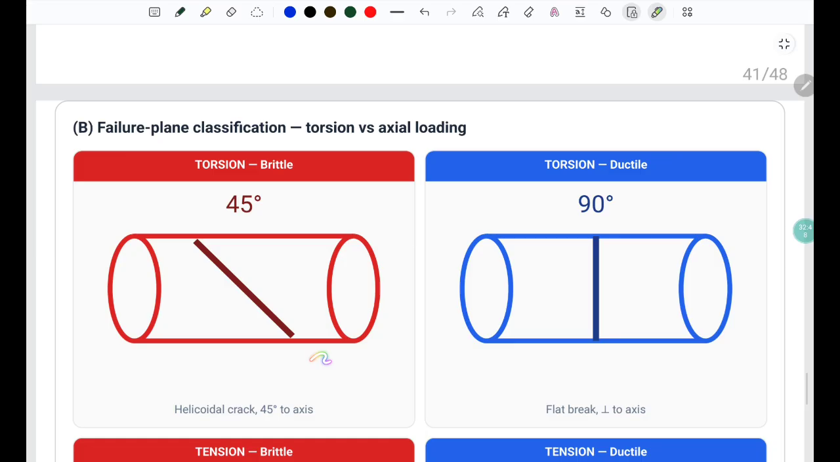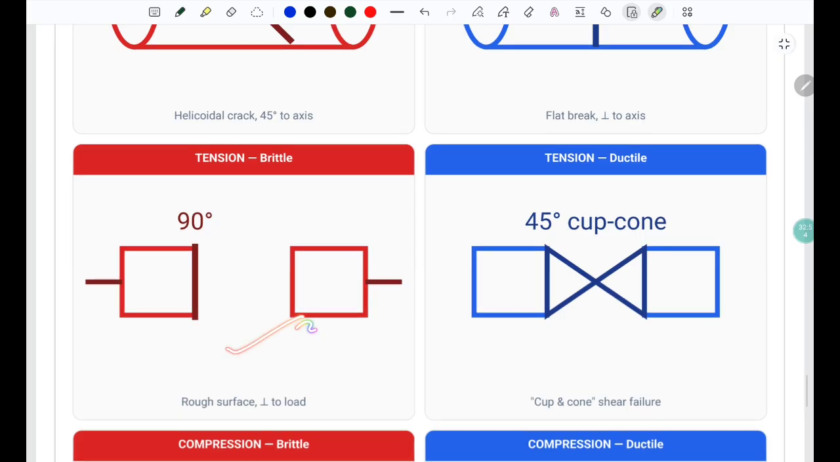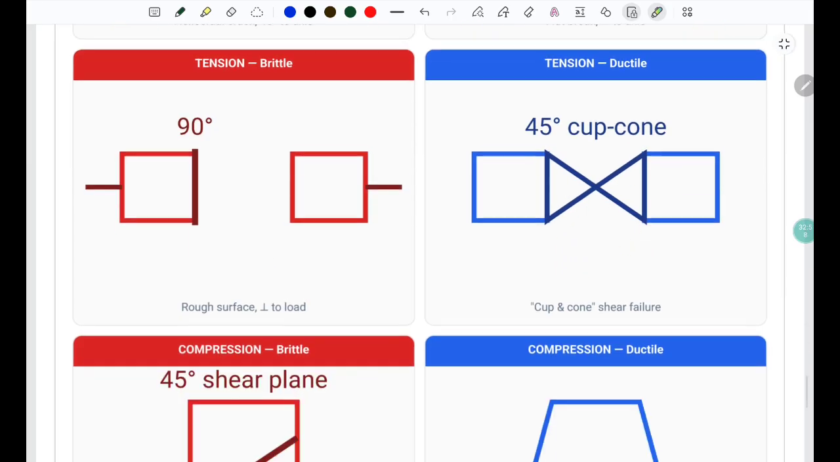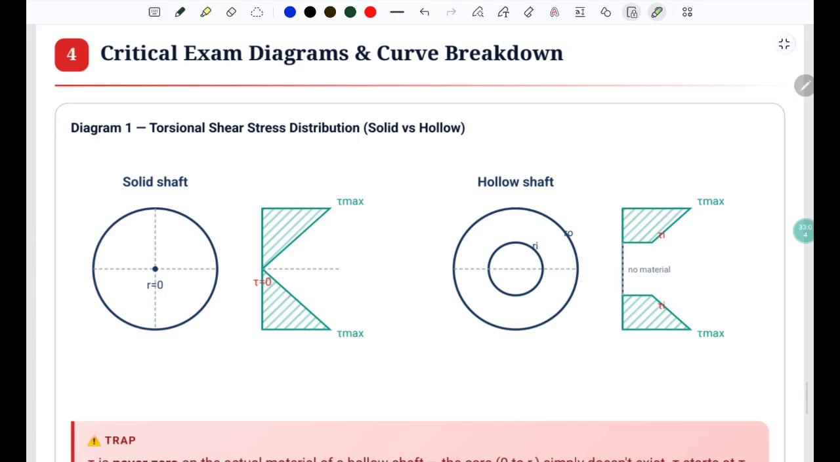So here the failure in torsion for brittle is at 45 degrees, for ductile 90. In tension, brittle fails at 90 degrees. In tension, ductile fails at cup and cone or 45 degrees. For compression, ductile we get 90. Brittle in compression gets 45 degrees.